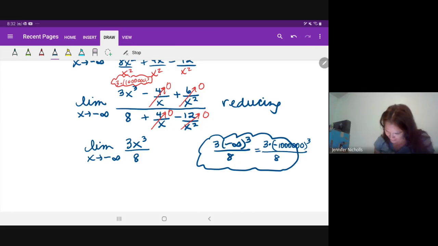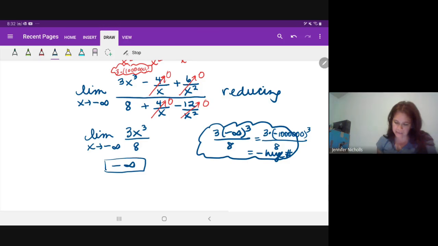Nice. Okay, so negative infinity is the answer. Right? Because this is like a negative huge number. I'm writing over on the right in the bubble. That's a negative huge number. Okay, so that's negative infinity, and that's the answer to the limit problem.